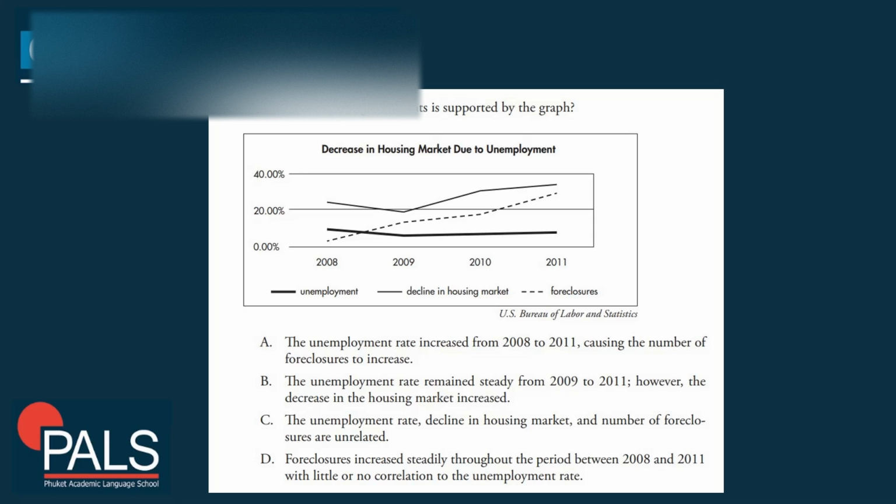If we look at the dark bold line indicating unemployment and the dashed line indicating foreclosures, we can see that between 2008 and 2009, as the employment rate lowers or drops, there definitely is an increase in foreclosures. But then from 2009 to 2011, the employment rate slightly rises and the rate of foreclosures rises significantly. So there is actually no correlation between these different factors.